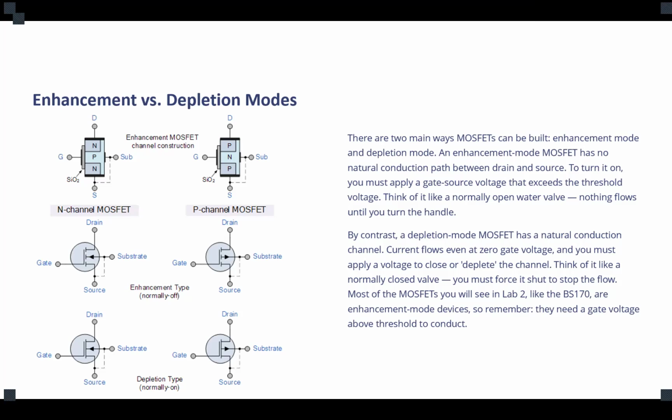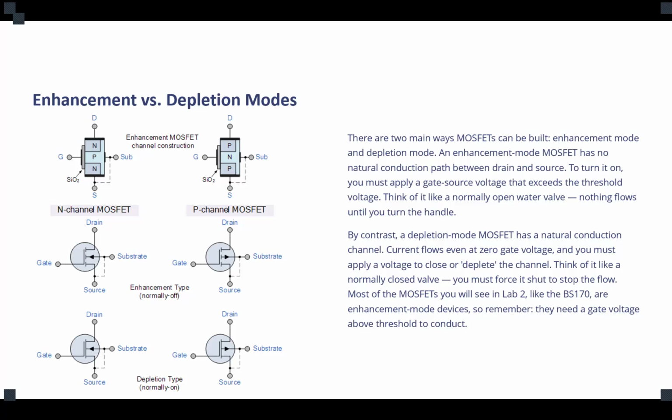As I mentioned, the gate is the one that controls the state of our MOSFET. So is it conducting, or how much current is conducting? Is it in saturated mode or active mode? Or if we cut the gate, it would be in the cutoff mode.